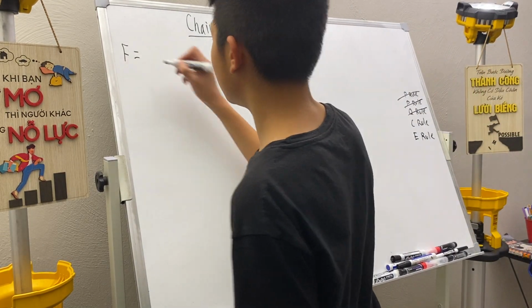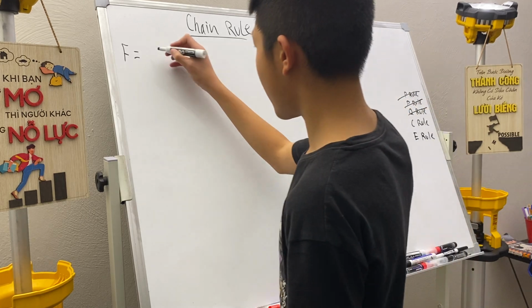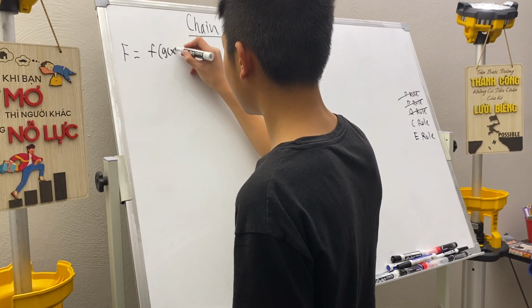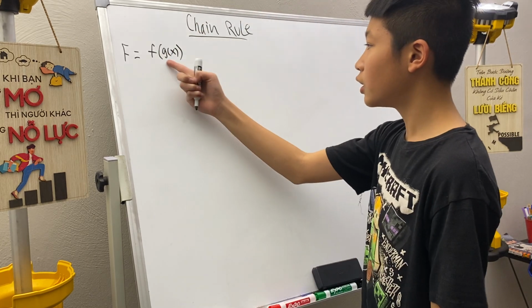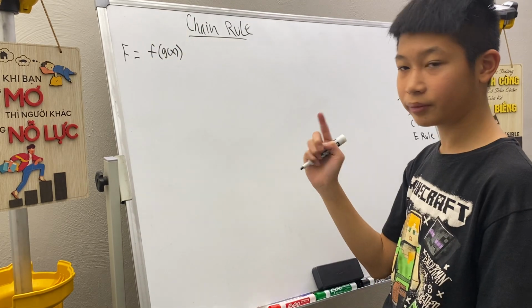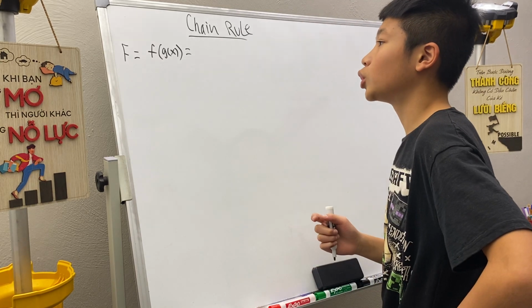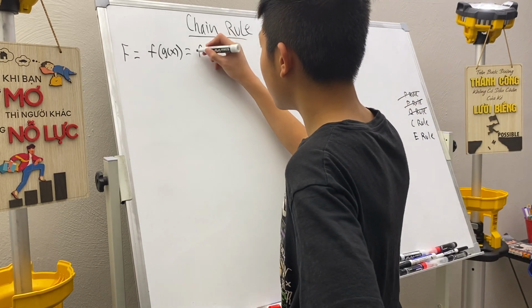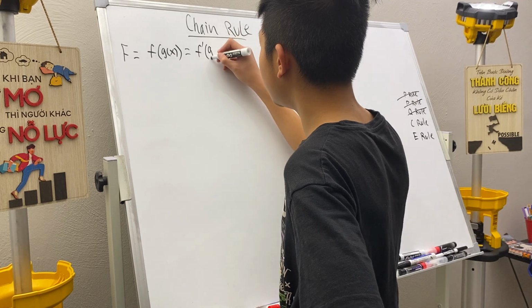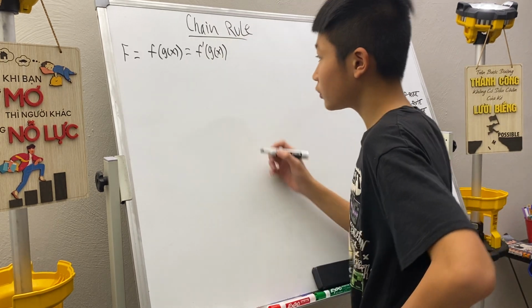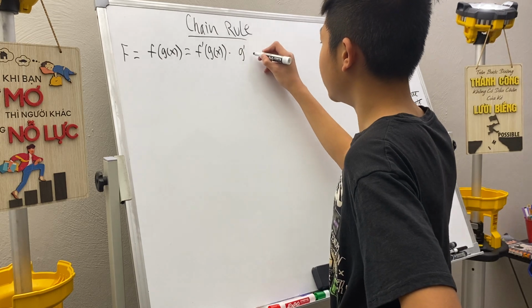The formula is f of g of x. It's a function inside of a function. And when you take the derivative, it is equal to the derivative of f at g of x, then multiplied by g prime of x.